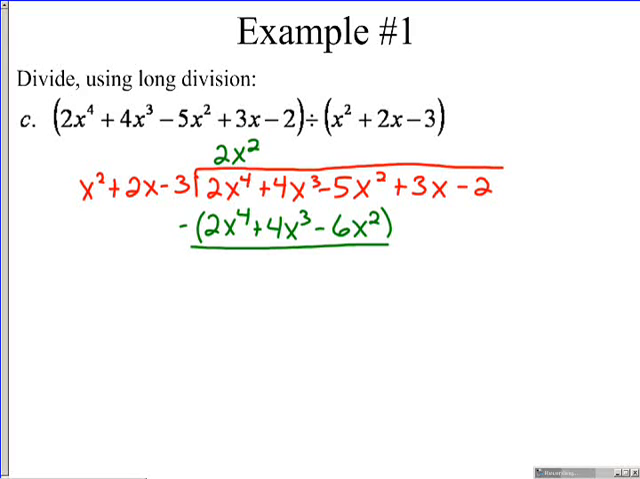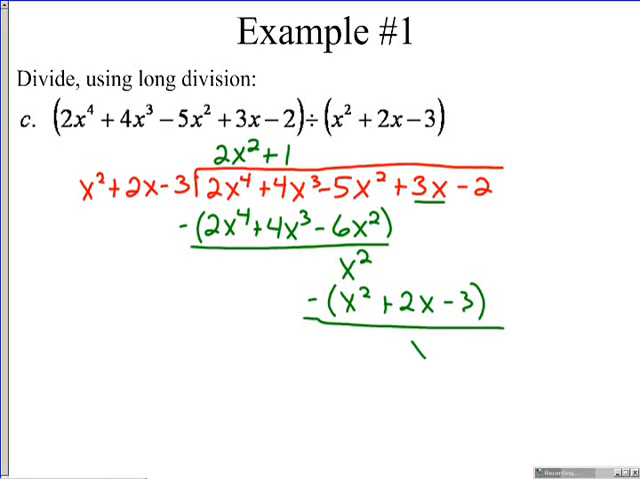Subtract all that off. 2x to the 4th minus 2x to the 4th is gone. 4x cubed minus 4x cubed is gone. Negative 5x squared plus 6x squared leaves us with just x squared. What times x squared equals x squared? 1. Distribute that 1 through, we get x squared plus 2x minus 3. Subtract. X squared minus x squared is gone. 3x minus 2x is x. Negative 2 plus 3 is 1.